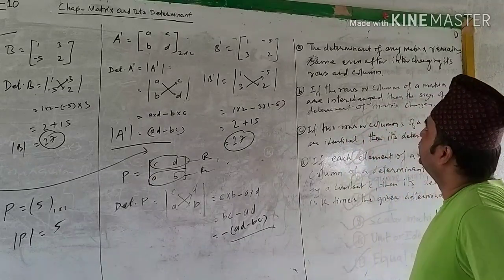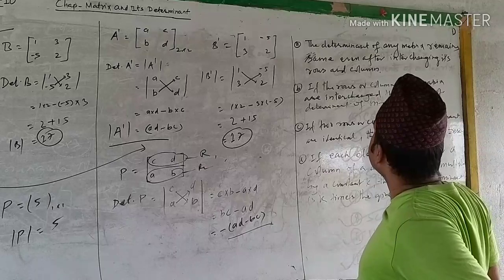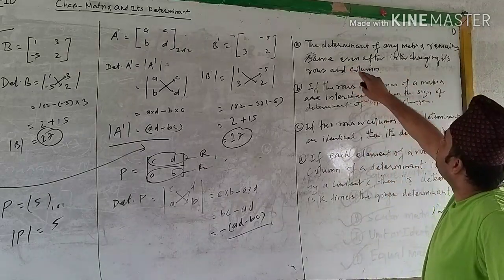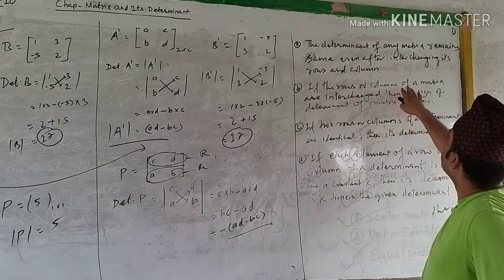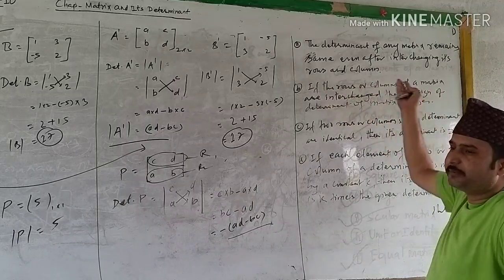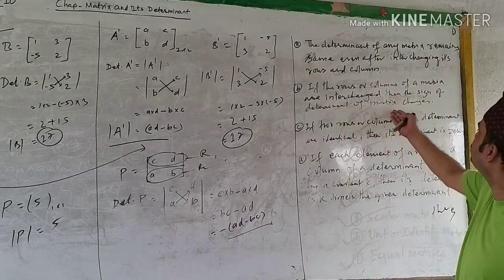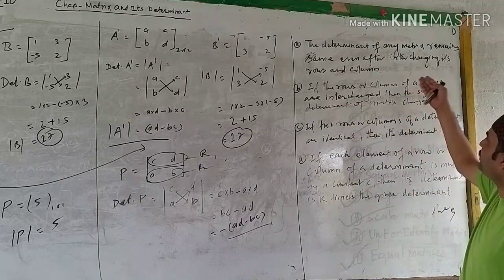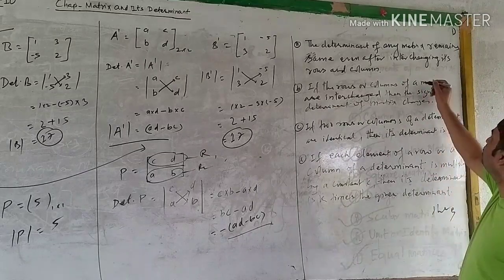Okay, we are reading here. These are the properties of the determinants. The first property: the determinant of any matrix remains the same even after interchanging its rows and columns. Second: if the rows or columns of a matrix, that is a determinant, because we are reading the chapter determinant, are interchanged, then the sign of the determinant changes. Because we are finding the determinant of the given matrix, you can write here determinant.